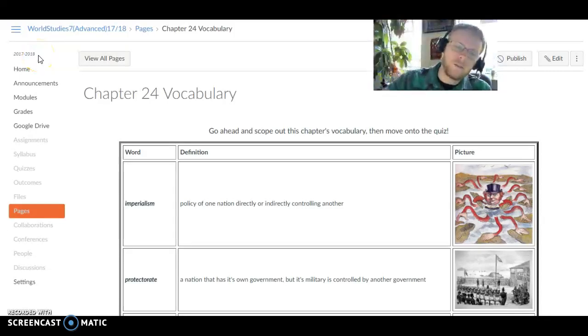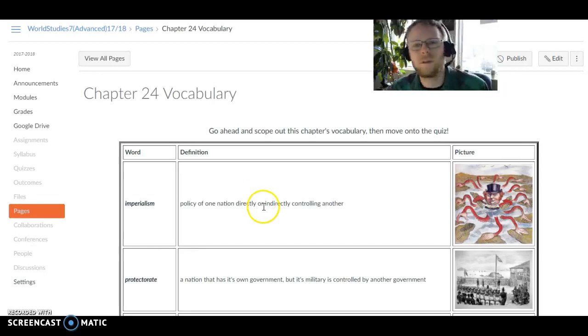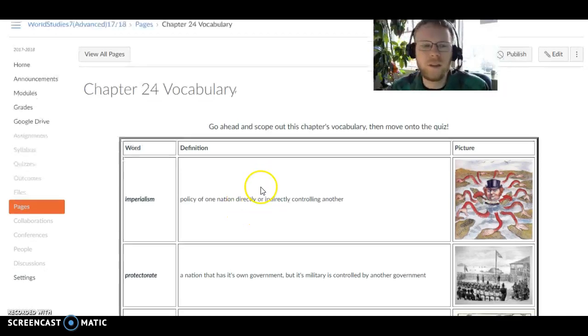And I'm back, students. Mr. Young here with our vocabulary for Chapter 24. Go ahead and scope out this chapter's vocabulary, then move on to the quiz.